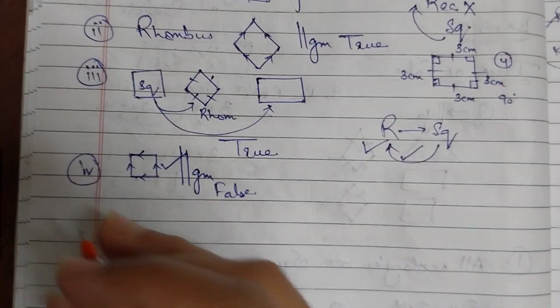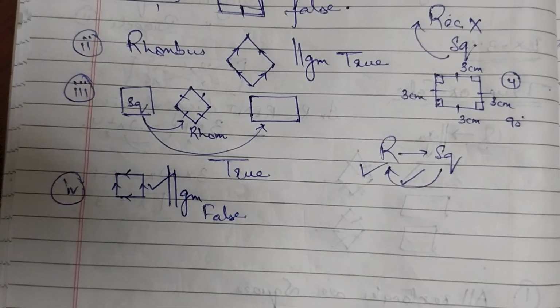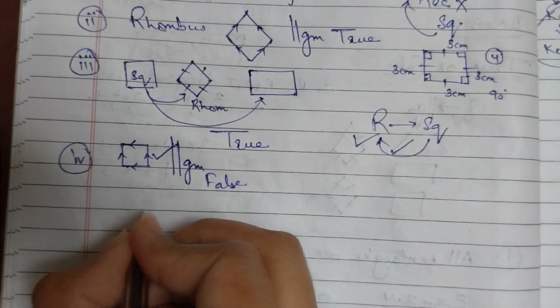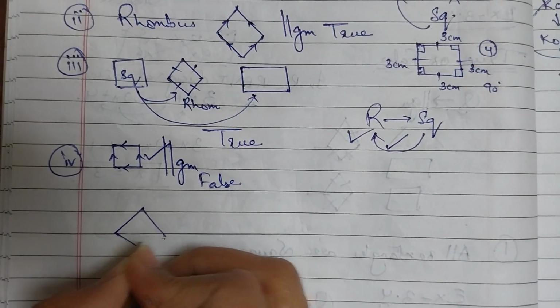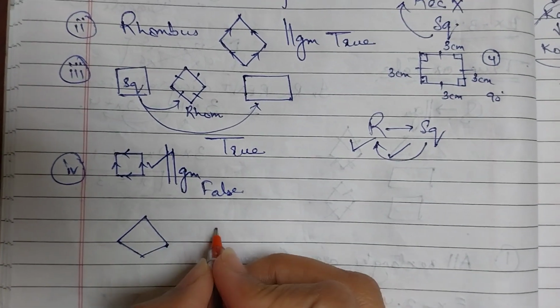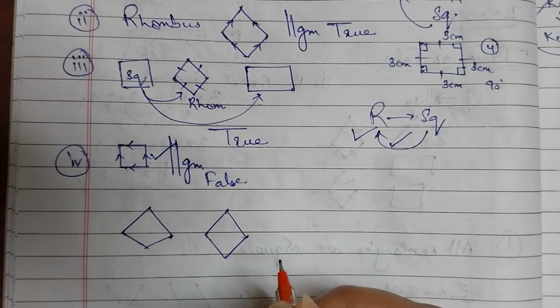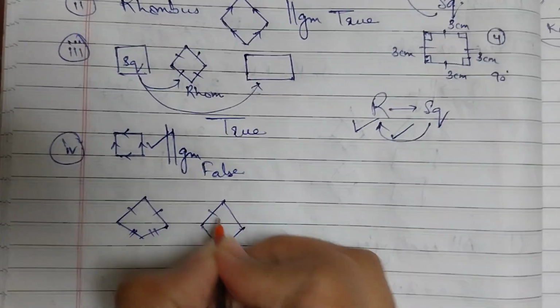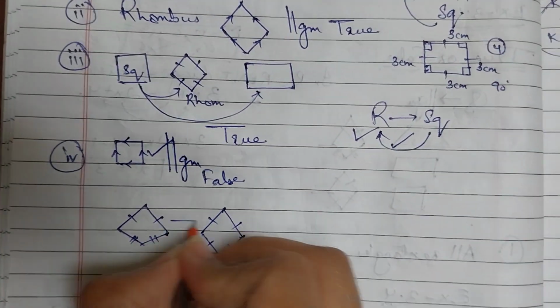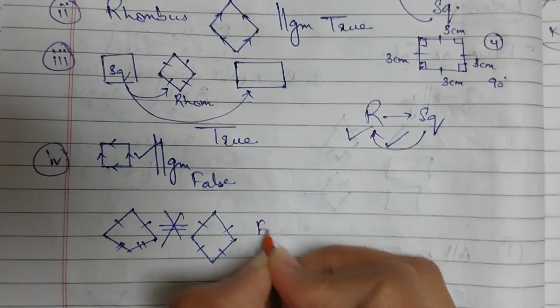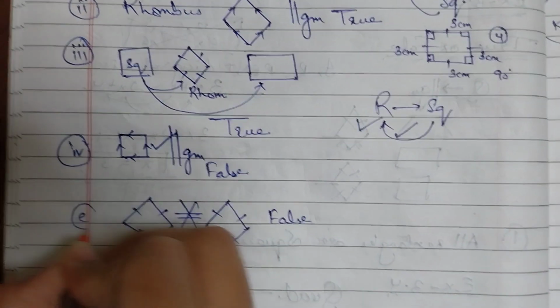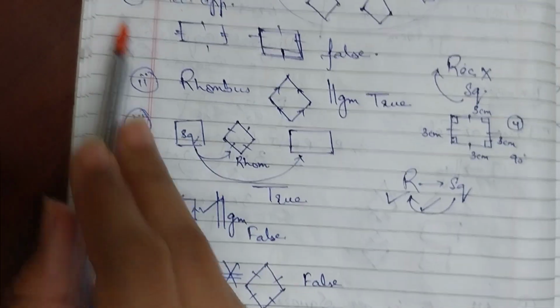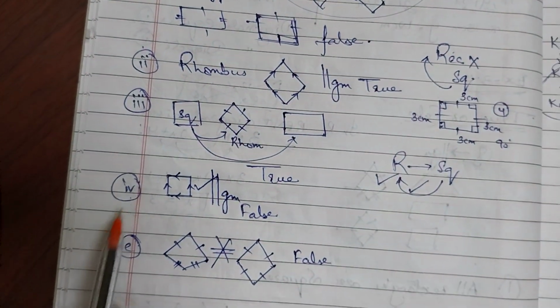The next one is all kites are rhombuses. What is the shape of a kite? This shape is a kite, right? So is a kite equal to a rhombus? No, it is not. Because in a kite the adjacent sides are equal, but in a rhombus all 4 sides are equal, so they cannot be equal. So it is going to be a false statement. That was A, B, C, D and E.